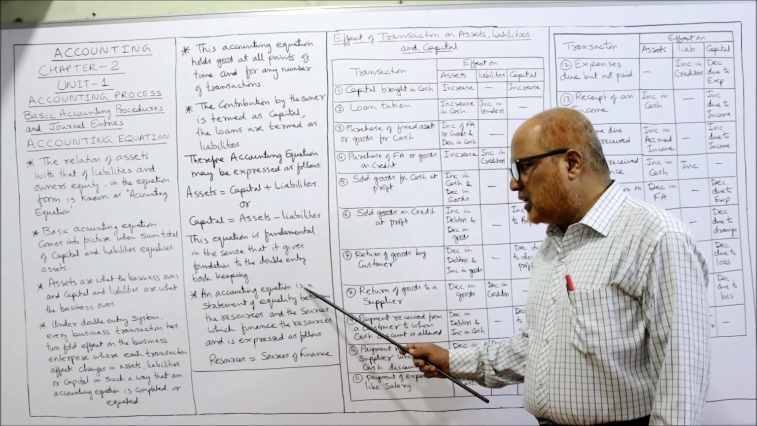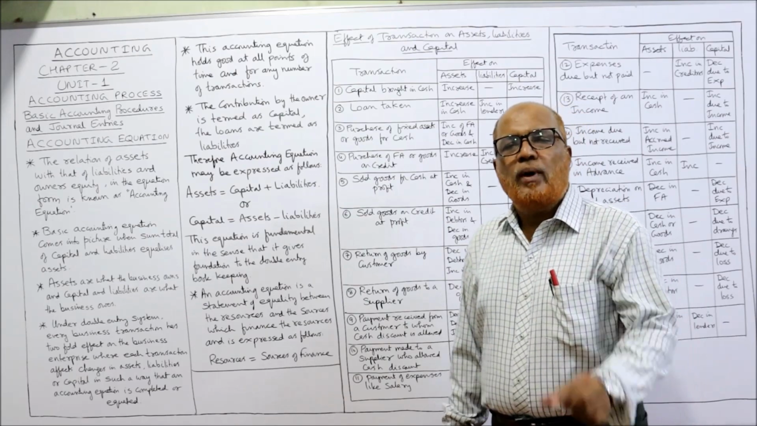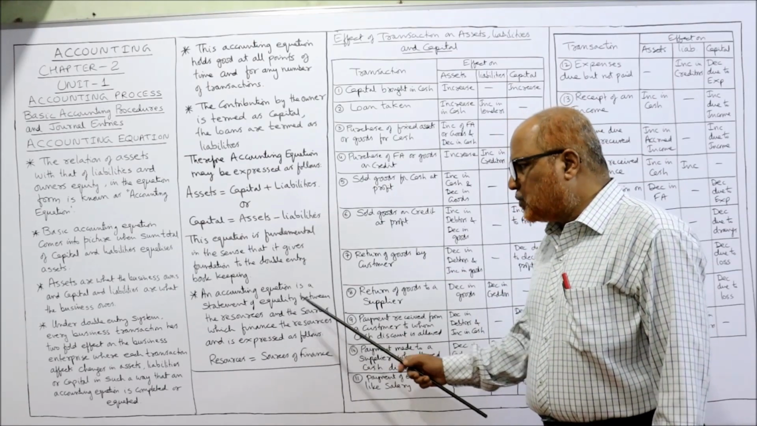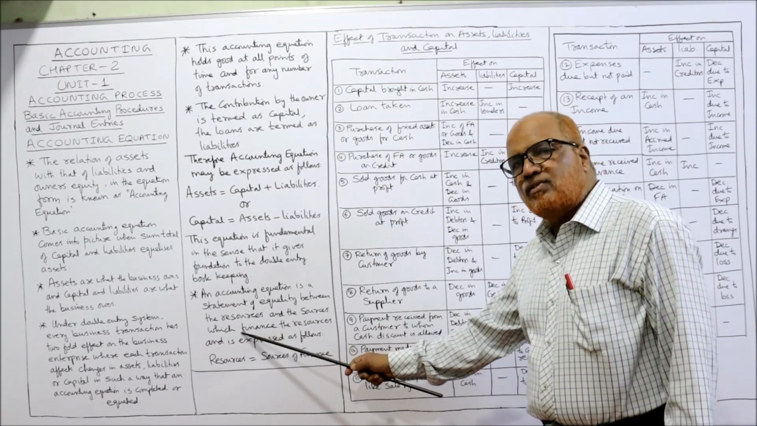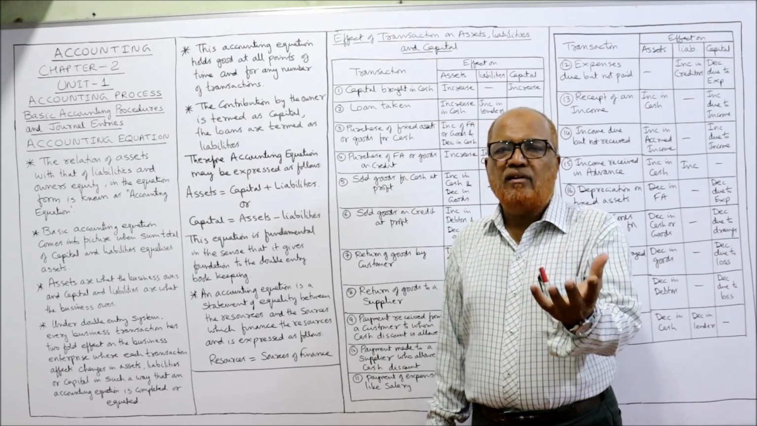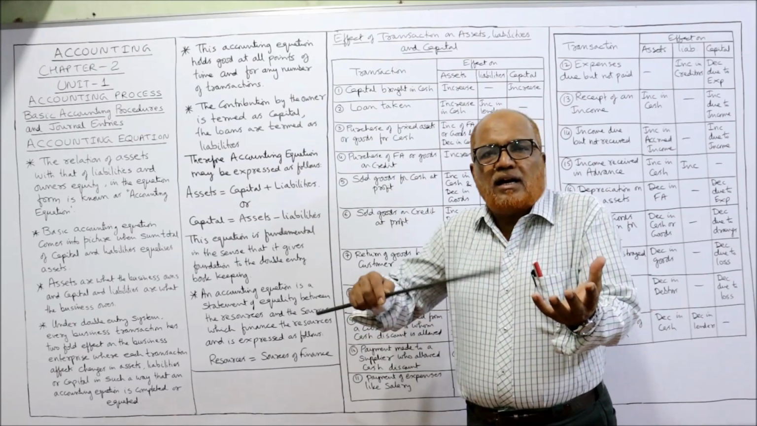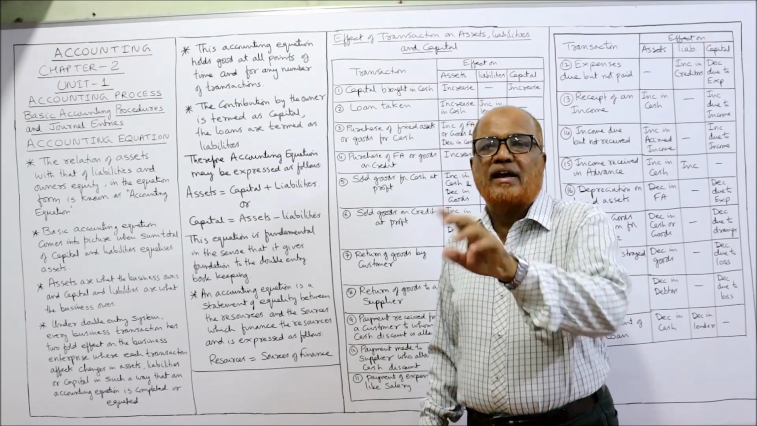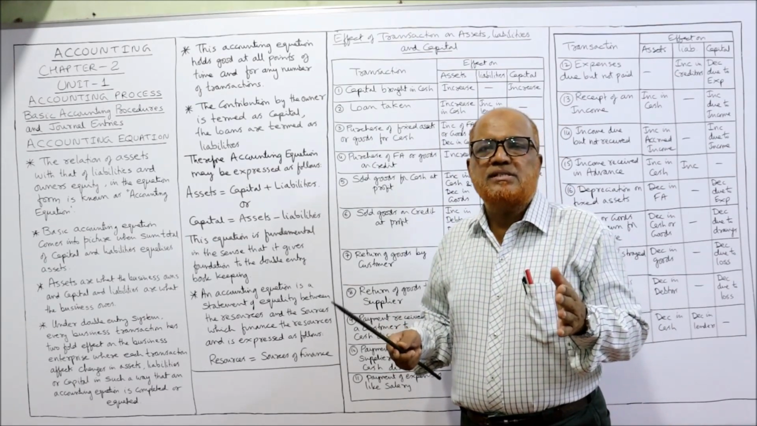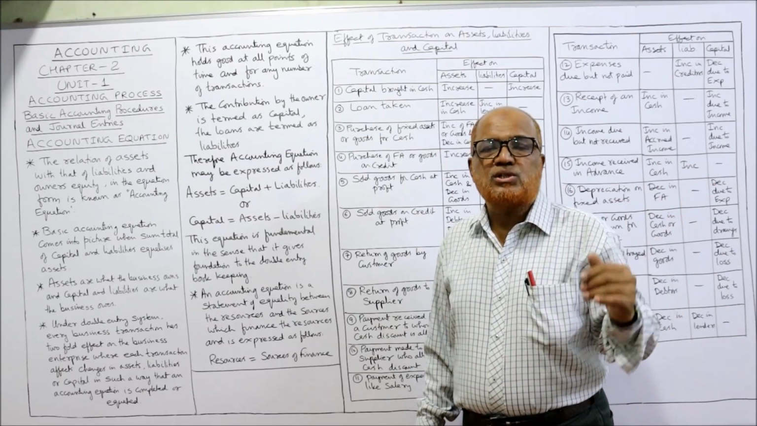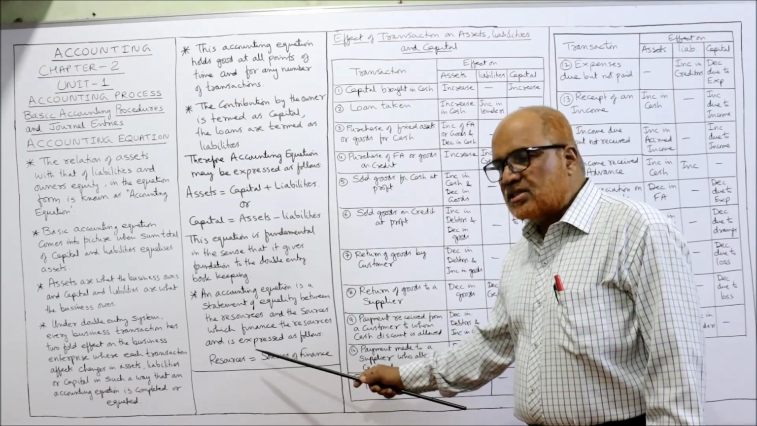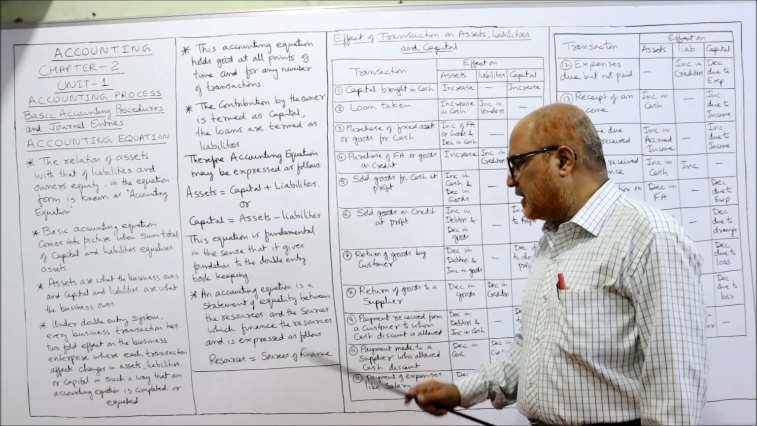Now, an accounting equation is a statement of equality. When we say equation, that means it's a statement of equality between the resources and the sources which finance the resources. Resources means assets. So on one hand we have the resources or assets, and on the other hand we have the sources of finance of those resources. That means whatever resources or assets the business has purchased, these are the sources through which they were purchased. So it can be expressed as resources is equal to sources of finance.